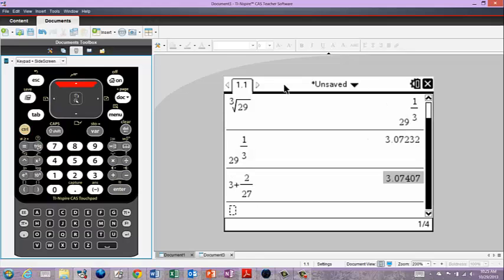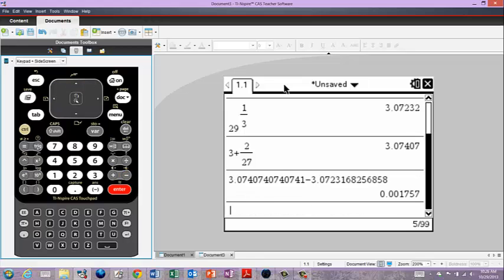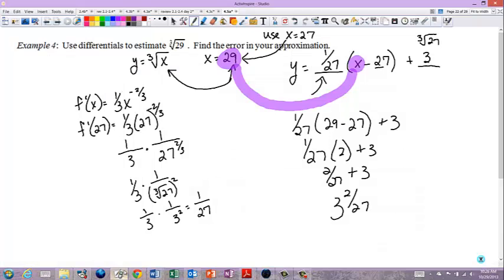And now I'm going to subtract the actual. This is our approximation minus the actual. So our error is 0.001757, and our approximation here was bigger than the actual. So the error, it doesn't matter, it's just the difference, which is 0.00176. So the error is 0.00176.